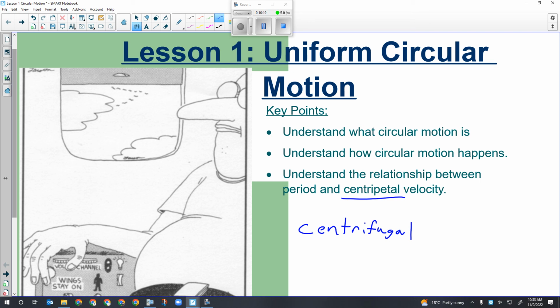There is actually no such thing as centrifugal force. There's inertia. It can feel like a force, but it's not actually a force. It is just the tendency of an object to continue going in a straight line. It requires a centripetal force to make something actually go in a circle. So I'm going to show you.